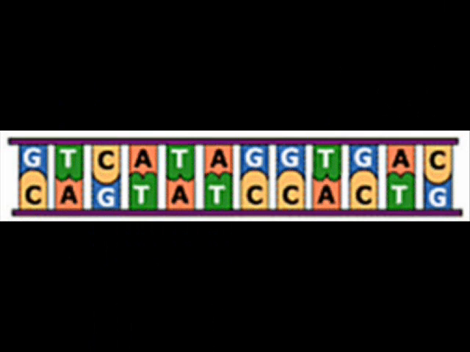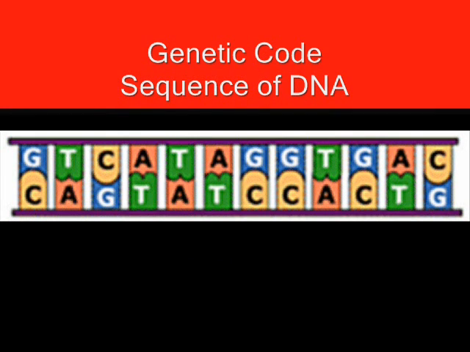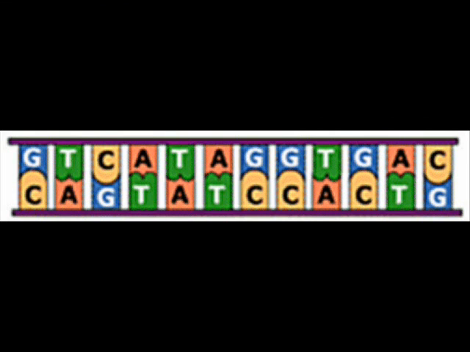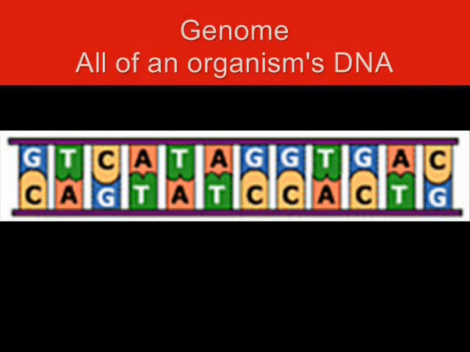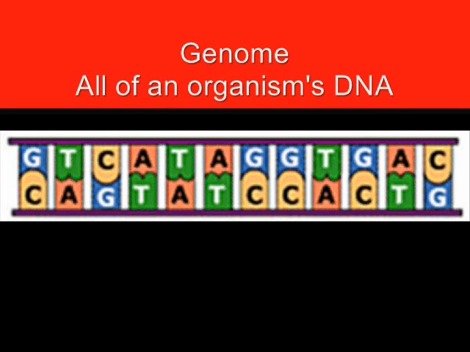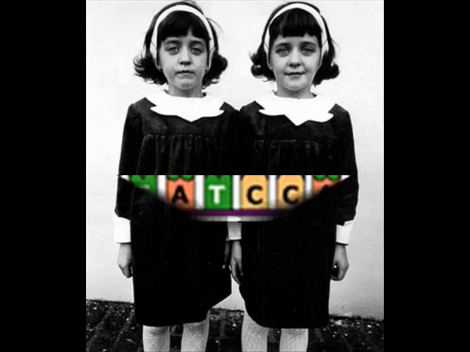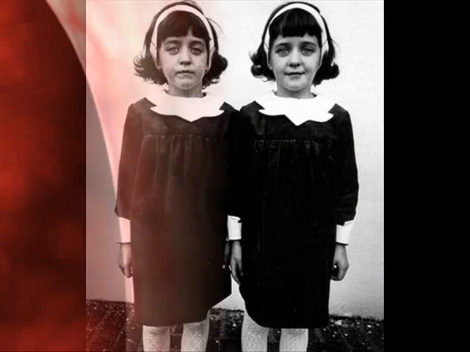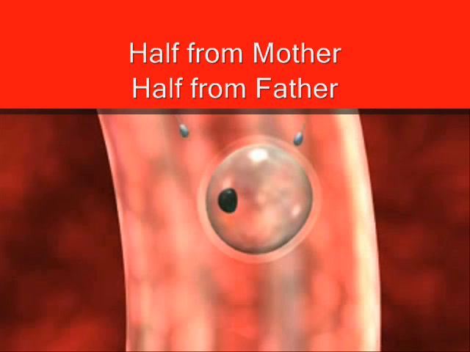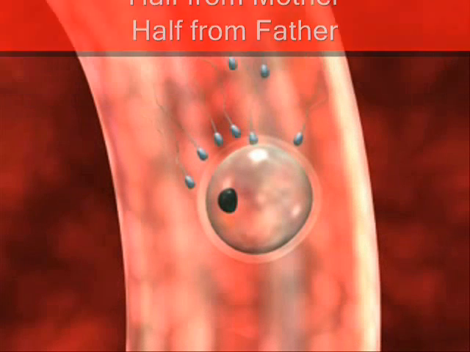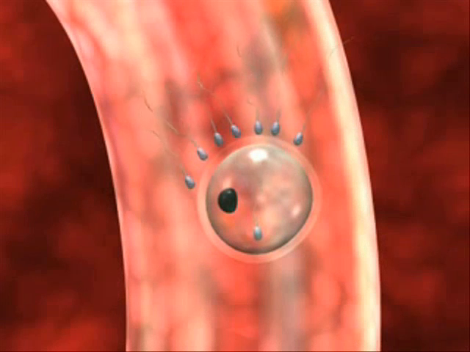The bases are found in a variety of sequences. These sequences make up the code that provides your body with instructions on how to develop. The entirety of an individual's DNA is called its genome, and every person has a unique genome, with the exception of identical twins. Half of your genome comes from your mother, and half of your genome comes from your father.